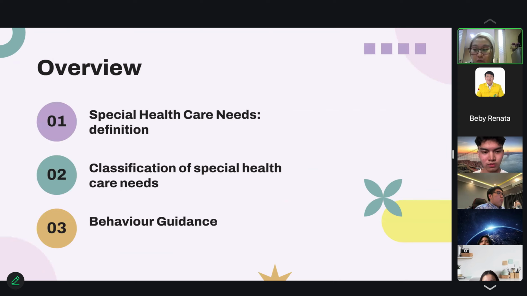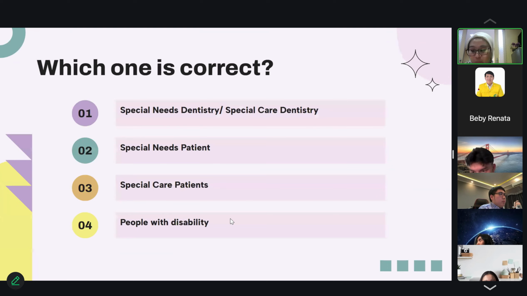Okay, so here is the overview for today from the pediatric dentistry point of view. In this scenario, we will learn the definition of special healthcare needs patients, the classification of special healthcare needs, and also the behavioral guidance for managing special needs patients. Have you heard this terminology? What do you think? Which one is called special needs or special care? Or even sometimes people also call it people with disability.